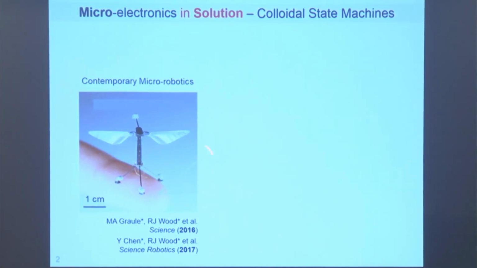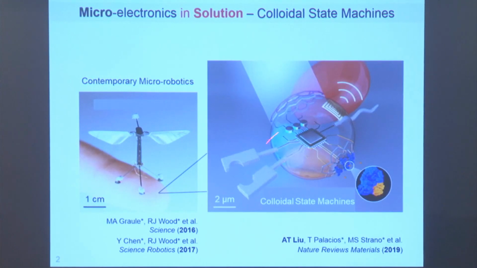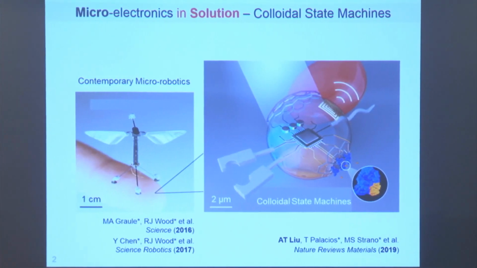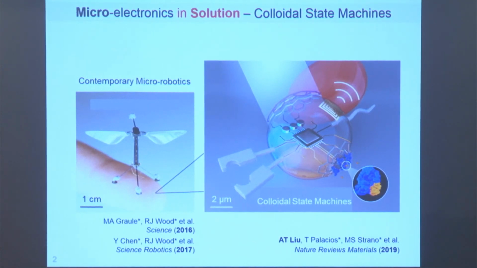But then there are a lot of challenges here. This is just a snapshot of decades of research on shrinking down robotic systems to the microscale. And as you can see, we're nowhere close to there yet. And of course, we are interested in making, for lack of a better word, what we call colloidal state machines, which are electronic machines that can power themselves autonomously at this kind of cellular length scale.